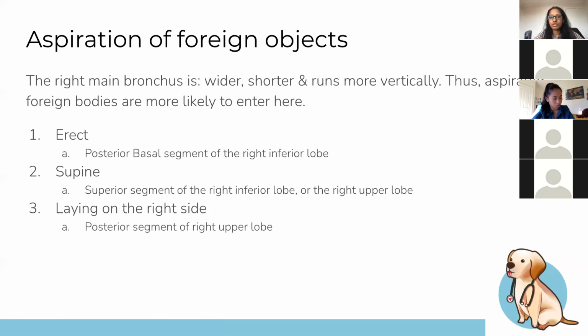But also, when you do aspirate an object or get that stuck in your lungs, you're going to get quiet breath sounds. The reasoning is because you've literally blocked ventilation to that area, so you're not going to have any breath sounds there.